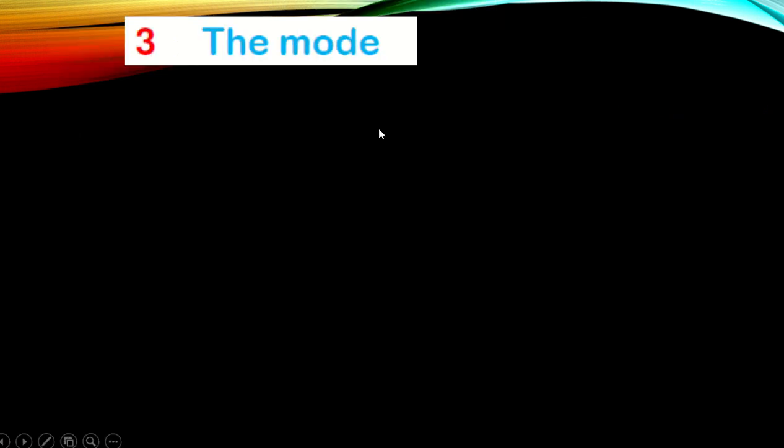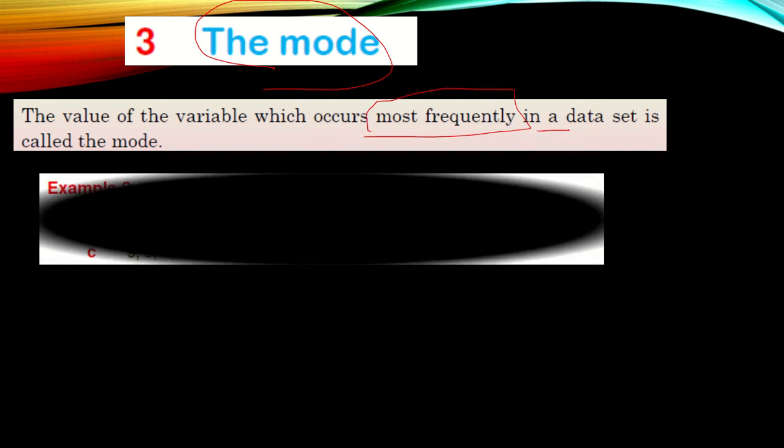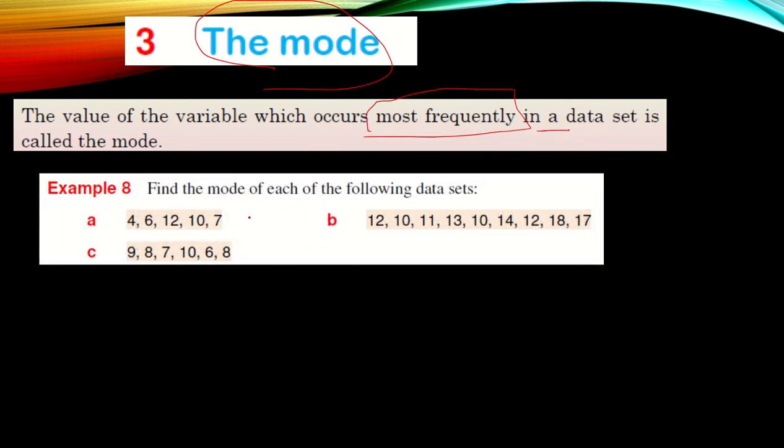The last one for our discussion today is mode. The mode is the one which is highly repeated. That is the definition of mode: the value of the variable which occurs most frequently, highly frequented. That is the mode. So let us see examples here. There are three examples as you see.